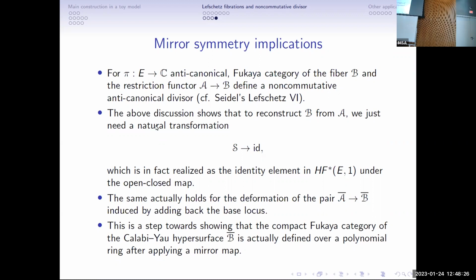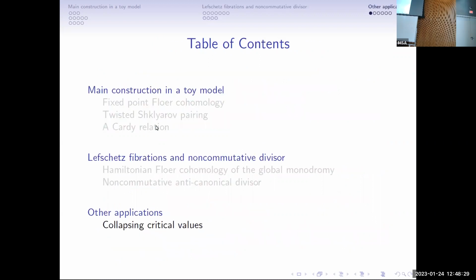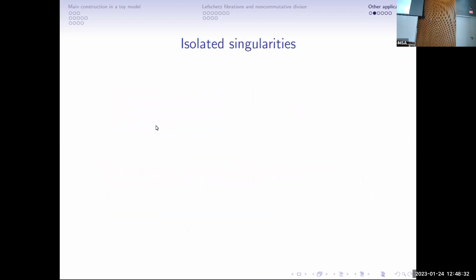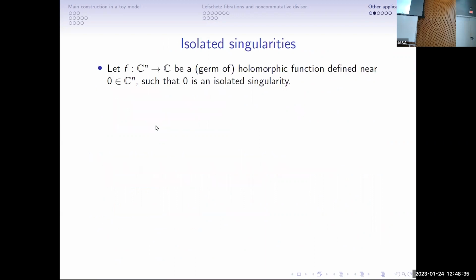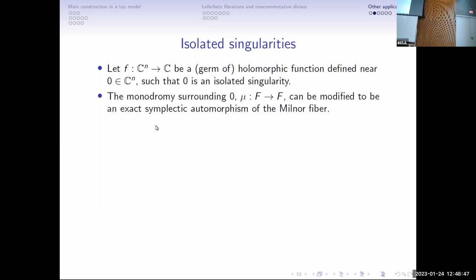Oh, okay. So let me give you another sample application, which is of a classical flavor. It's about isolated singularities. So let's say we have a holomorphic function f defined over C^n, such that the origin is an isolated singularity. And then we can look at the link surrounding a small loop, small loops surrounding the origin, and we could endow everything there with this symplectic structure, and that would give us some kind of monodromy, which actually defines an exact symplectic homeomorphism of the Milnor fiber.